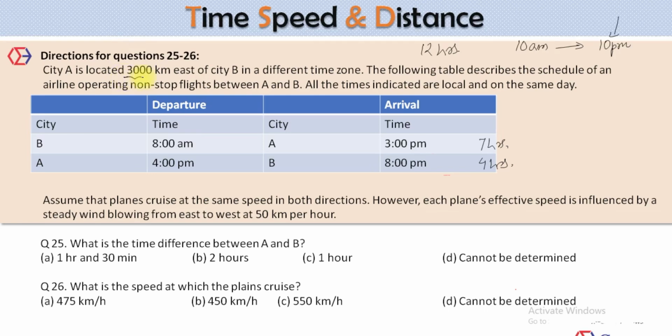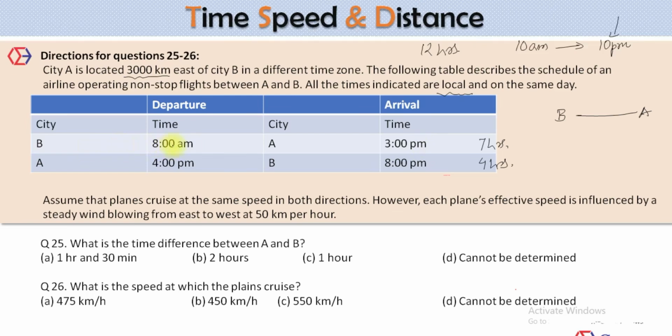Look at this. City A is 3000 km east of city B. This is B. This would be A. The following table describes the schedule of an airline operating non-stop flights between A and B. All the times indicated are local and on the same day. They are local. That means this 3 p.m. will be the local time of which city? A. And this 8 a.m. will be the local time for city B.